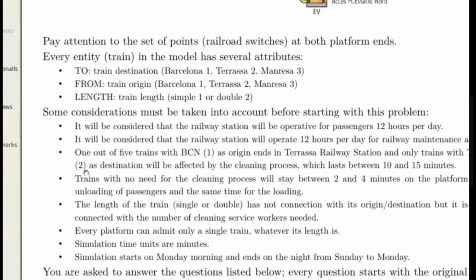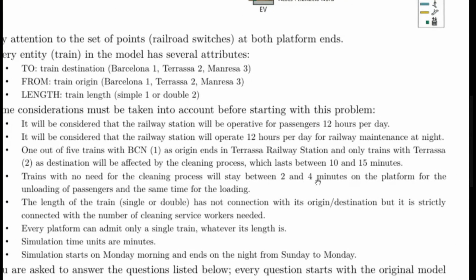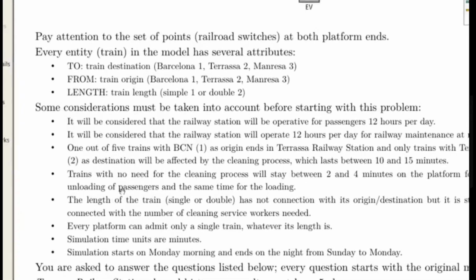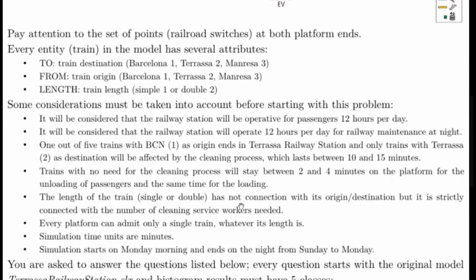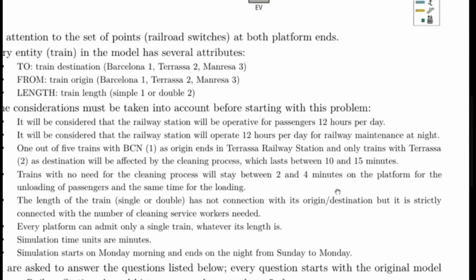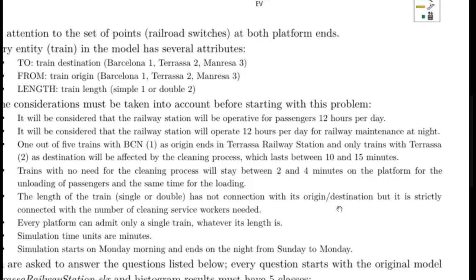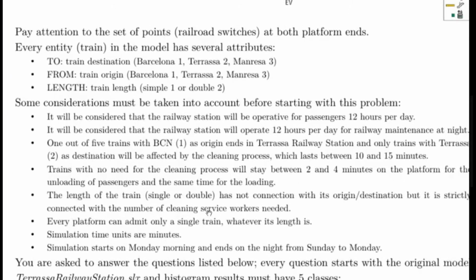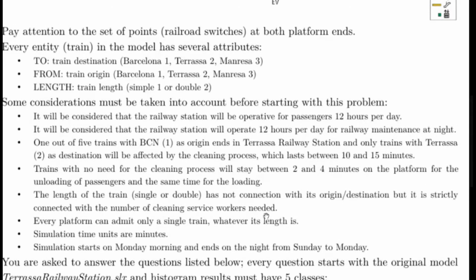That's the general idea. Then trains with no need for the cleaning process will stay between 2 and 4 minutes on the platform for the unloading of passengers and the same time for the corresponding loading, right? The length of the train, single or double, has no connection with its origin or destination, but it's strictly connected with the number of cleaning service workers needed, right?